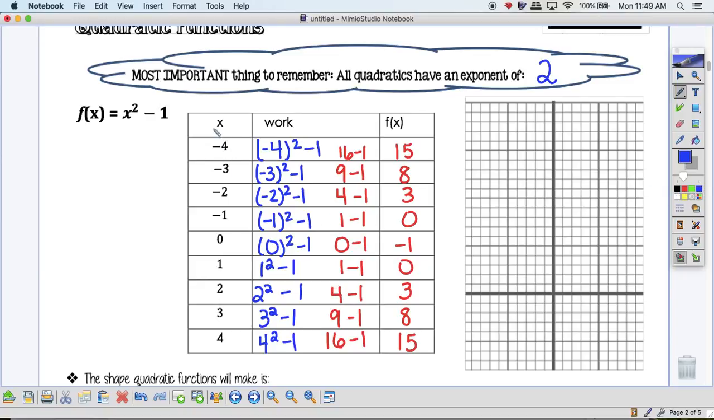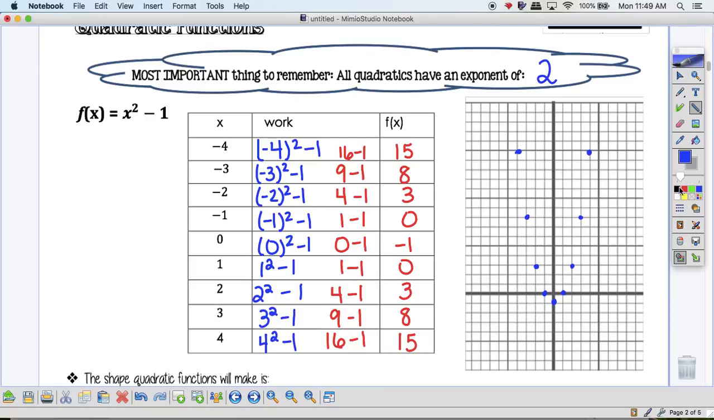So I'm going to graph these points, these x and these y points, so -4 up 15. I'm going to go over to -4 and 15 is going to be on this thicker line. -3 up 8 is going to be 2 below the 10. -2 up 3 is going to be right here. -1 up 0, 0, -1. 1, 0, 2 up 3, and then I'm just going to finish plotting these points. So this is the shape that our quadratic functions are going to make.